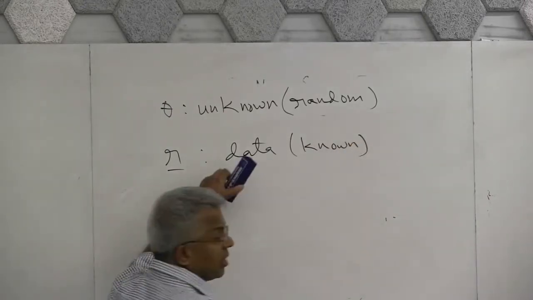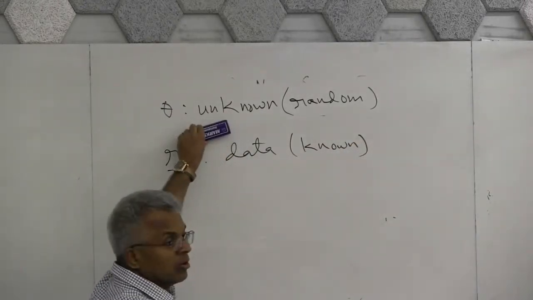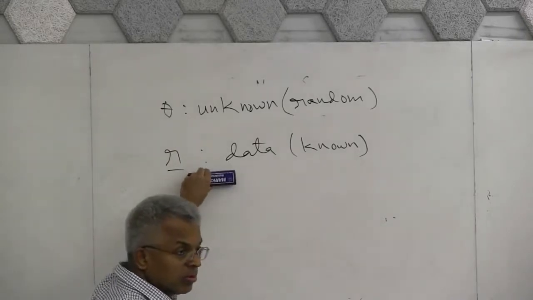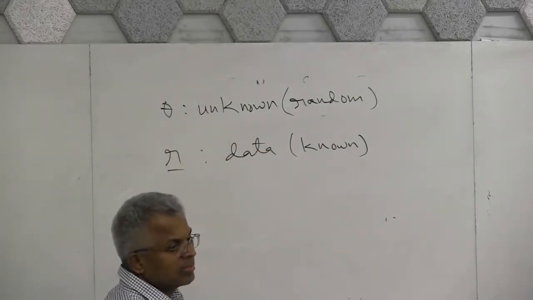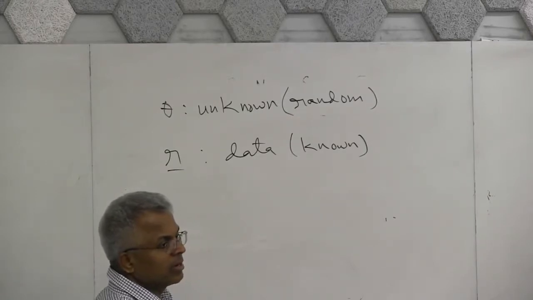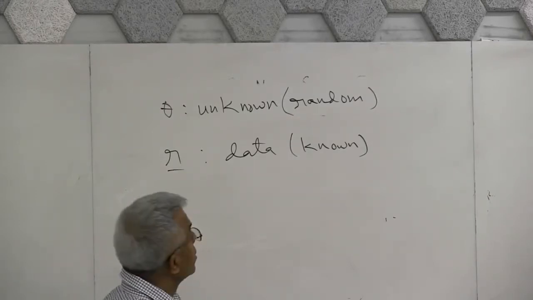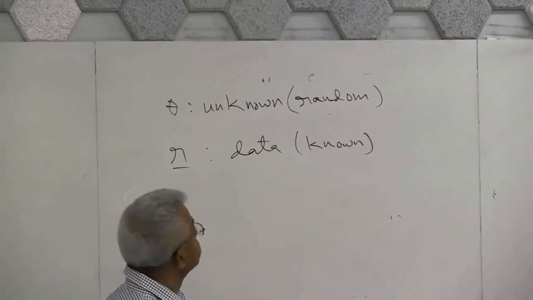Of course, this is obvious. Something is unknown, you want to estimate the unknown in terms of the known quantities, right? But the unknown also happens to be random. As I said, next week onwards, we will look at the unknown being non-random also.